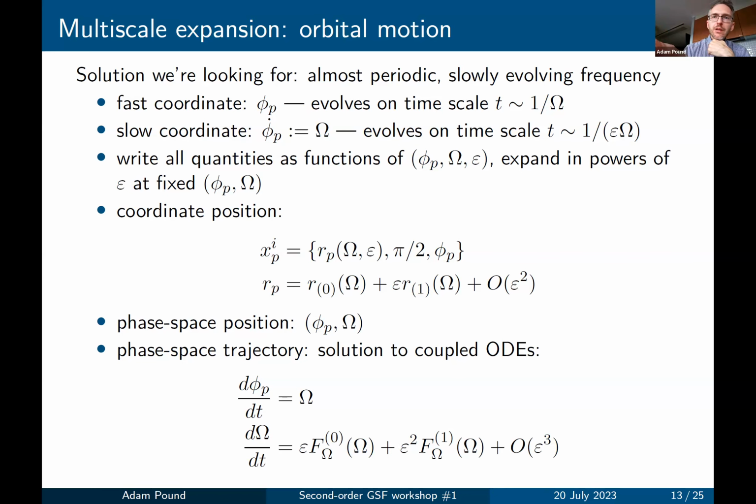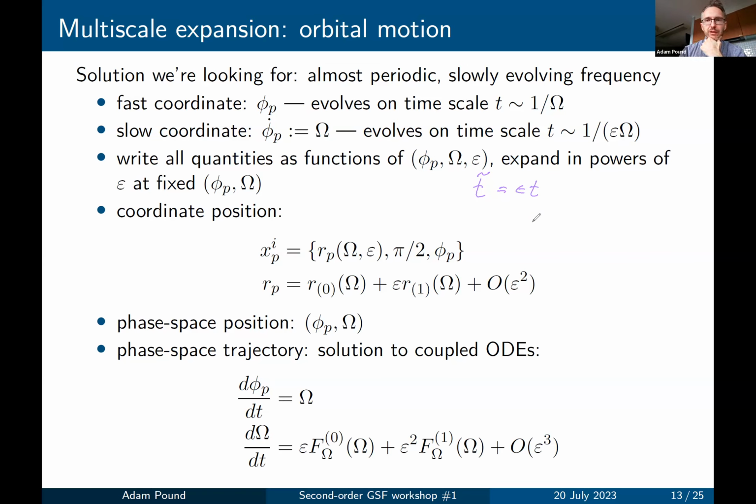Now, there are other ways you could formulate this whole thing. One way you might have seen, and in fact, one way that we described in our paper, my paper with Jeremy Miller, is rather than using omega as a coordinate, we used what we call slow time, epsilon t, as a coordinate. So you can do exactly the same thing, treat everything as a function of phi p, t tilde, epsilon, and then expand everything in powers of epsilon at fixed phi p and at fixed t tilde.